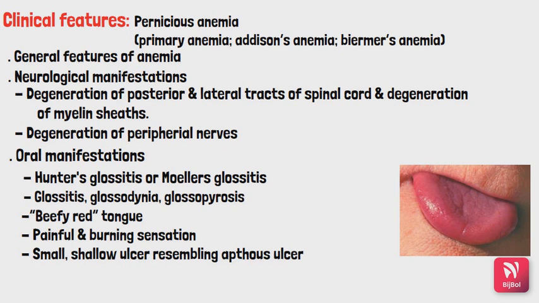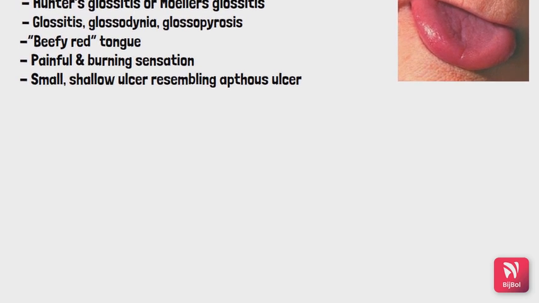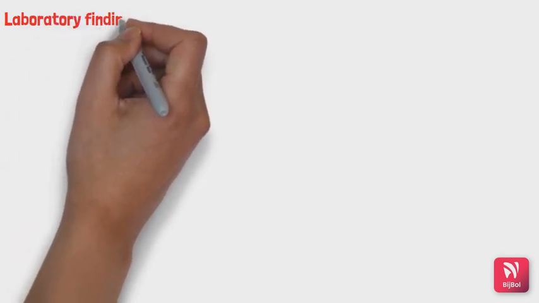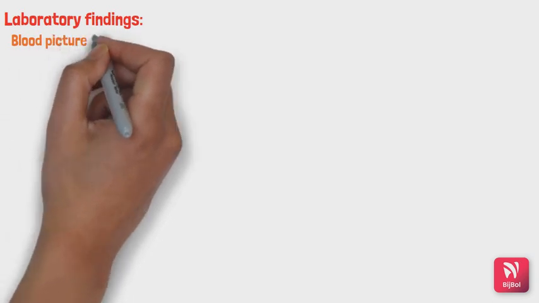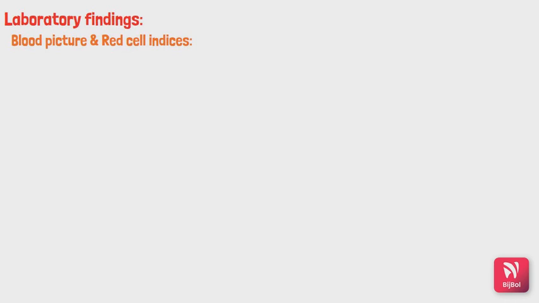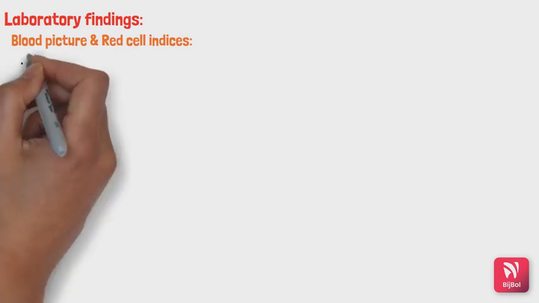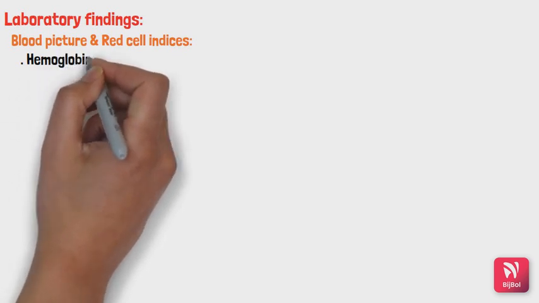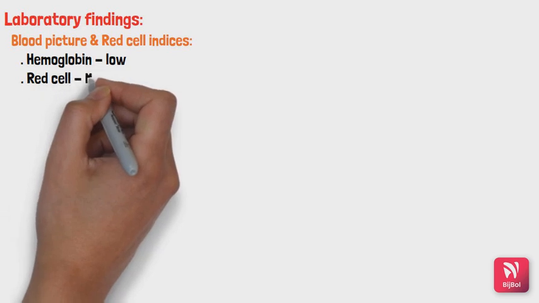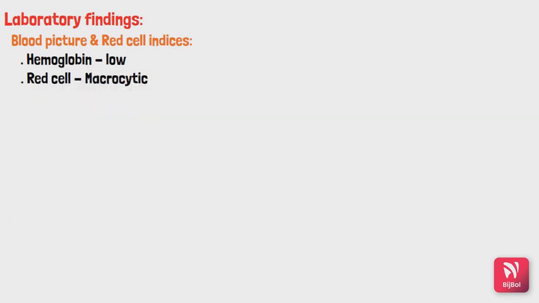Now let's look into the laboratory findings. As this is anemia, we shall see a blood picture and red blood cell indices. So obviously anemia, right? So hemoglobin will be moderately low here. And the red blood cells, as I told you, are abnormally large. So here the red blood cells will be macrocytic, that is cellular size will be bigger, macrocytic in nature.